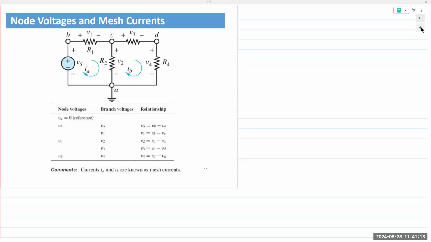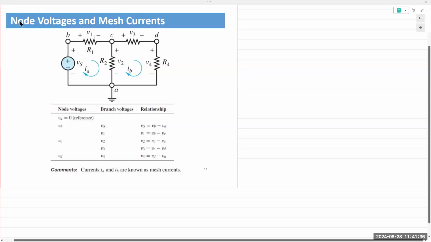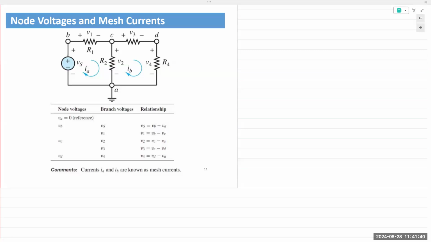So before we do that, I want to talk about node voltages, and I wish to talk about mesh currents. Node voltages are real. Mesh currents are not. Mesh currents are hypothetical. They are theoretical. They do not exist in real life.